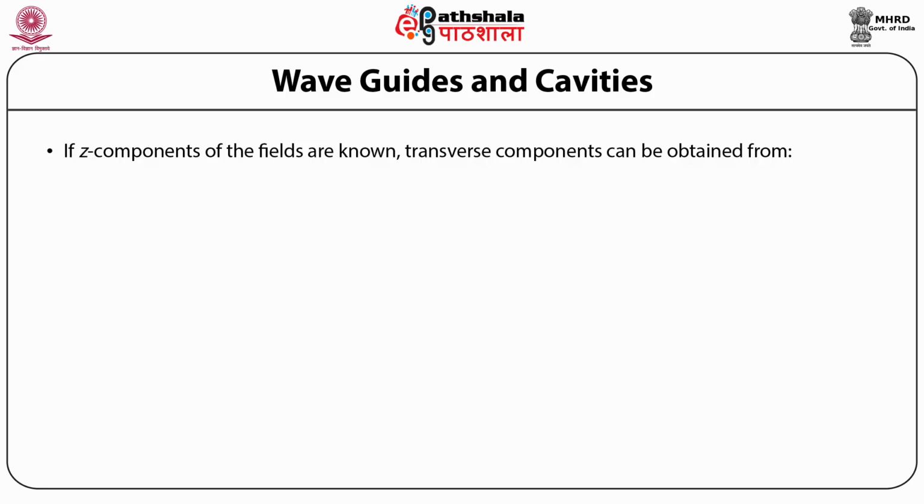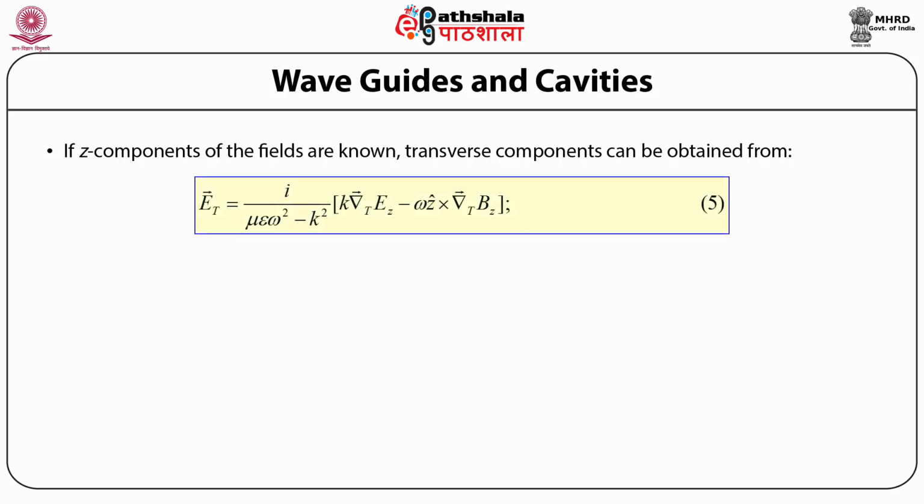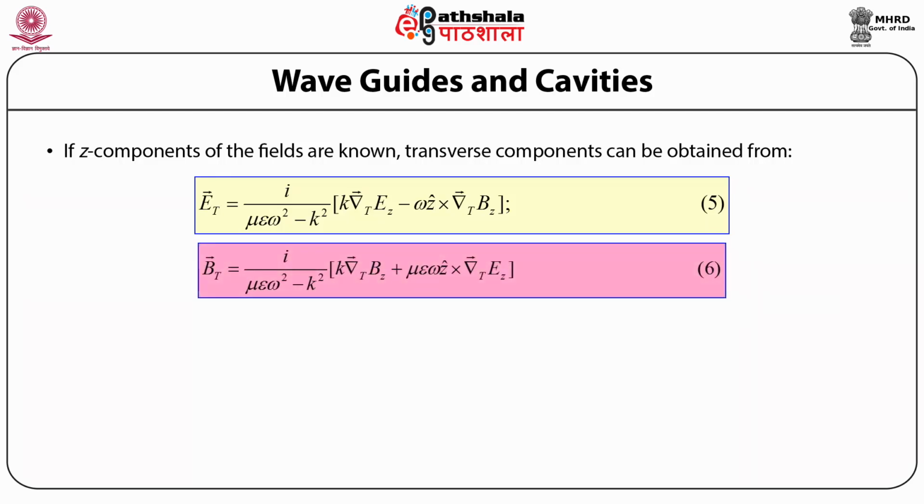So using the above equations that we have defined, we can write down the transverse component of the electric field vector as equal to i upon (mu epsilon omega squared minus k squared) times [k times the transverse component of the del operator acting on the z component of the electric field, minus omega times the unit vector z cross product with the transverse component of the del operator acting on the z component of the magnetic field induction Bz].